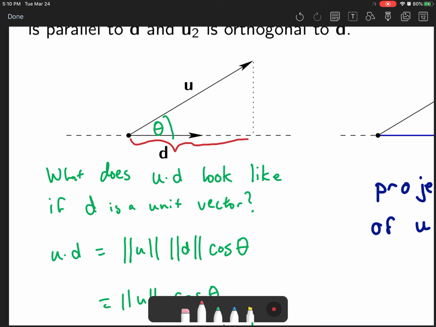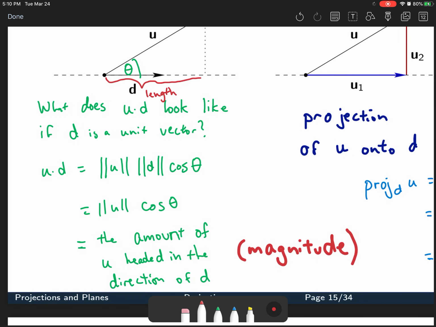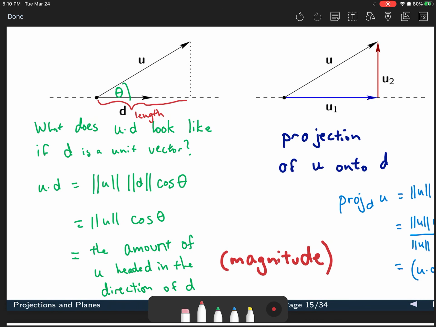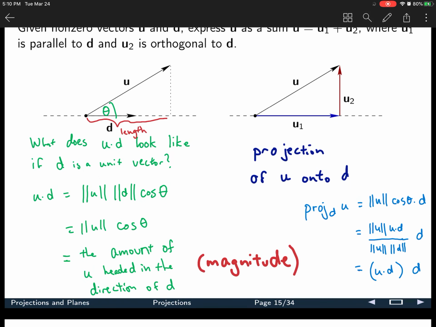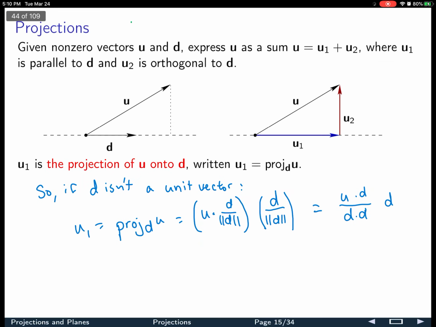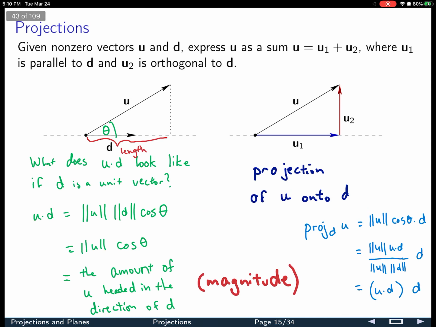Yeah. That length, or the magnitude of that. And so the projection is not just about length. You actually want to find the vector. We're concerned with finding the vector u1 when we're finding the projection of u onto d.